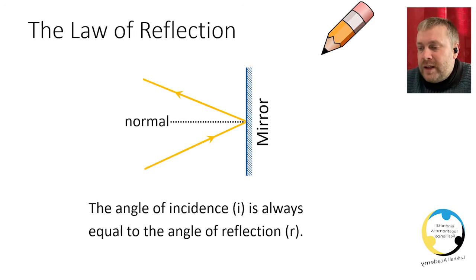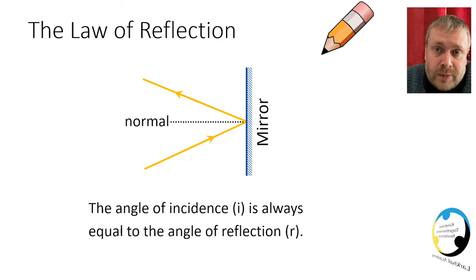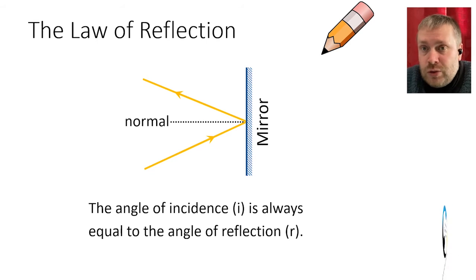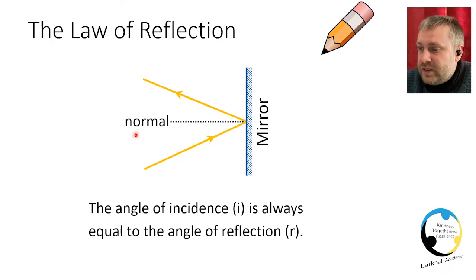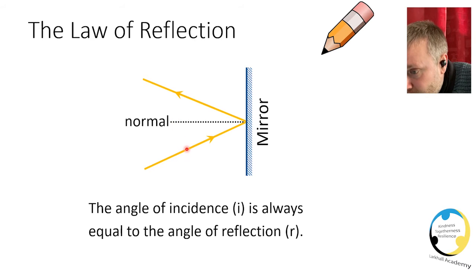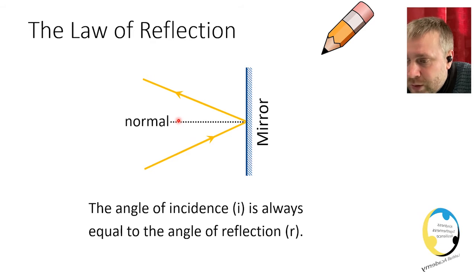So the important bit here, the angle of incidence, you would have determined this yourselves, I should say, if you had managed to do the experiment. You find that the angle of incidence, remember that's this angle between the normal and the ray of light coming in, is always equal to the angle of reflection.